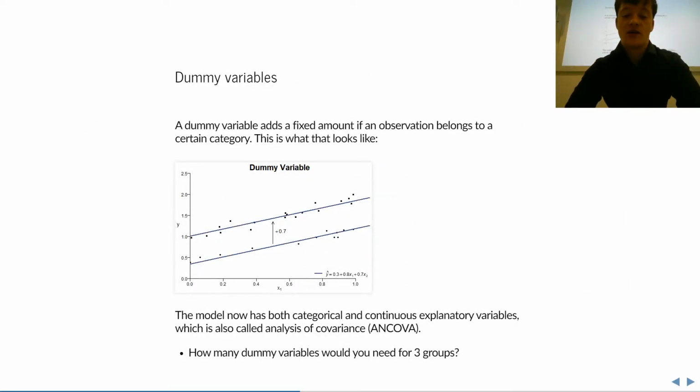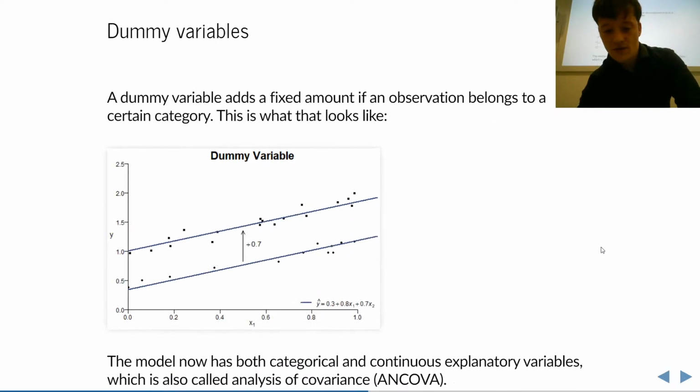Okay, this is what that looks like. And this is what we call Ancova, analysis of covariance. Because it's like Anova, we're comparing means, but now we are comparing how they vary across another explanatory variable. So here we have the model. I don't know if this is readable, so let me make it a little bit bigger. It says the intercept is 0.3. Well, where is that? That's over here. Then it says the slope of x1 is 0.8.